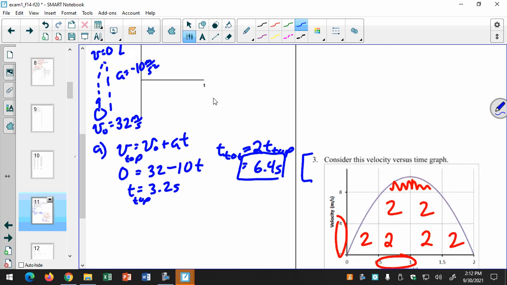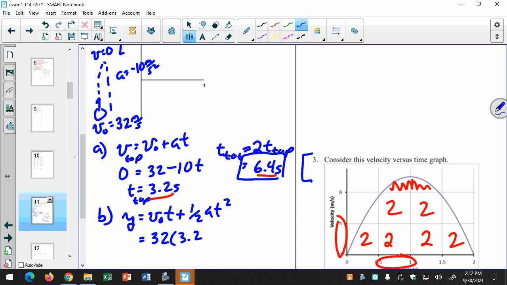The next question is part B: what is the maximum height? In order to do that, I would say y is equal to v naught t plus 1/2 a t squared. In this case, I know everything but y. So it's really just a matter of plugging in the right numbers. V naught is 32. T, well, this becomes a question, because do I put t equals 3.2 or t equals 6.4? But since I want to know the position at the top of the trajectory, I put the time at the top of the trajectory.